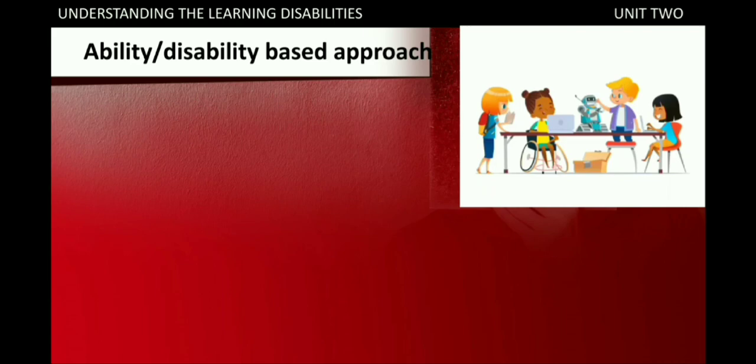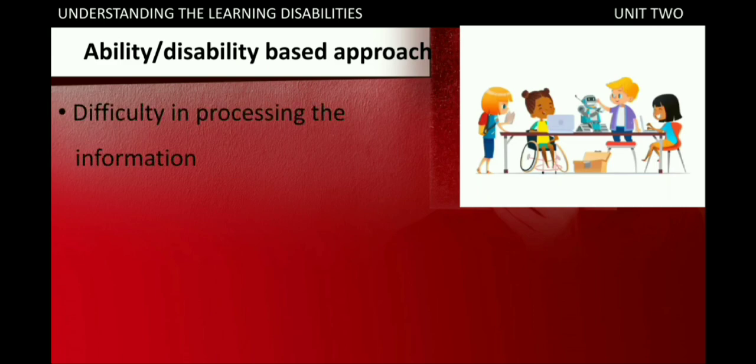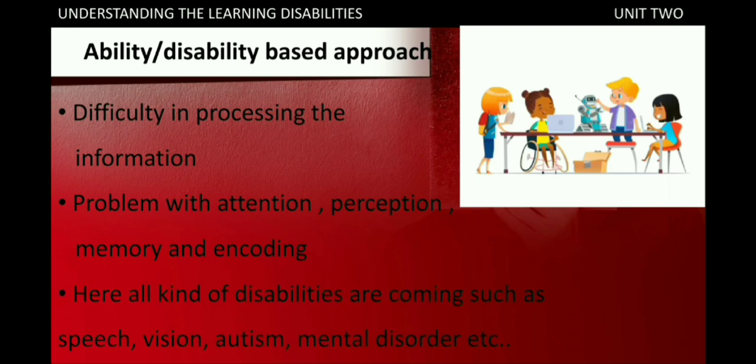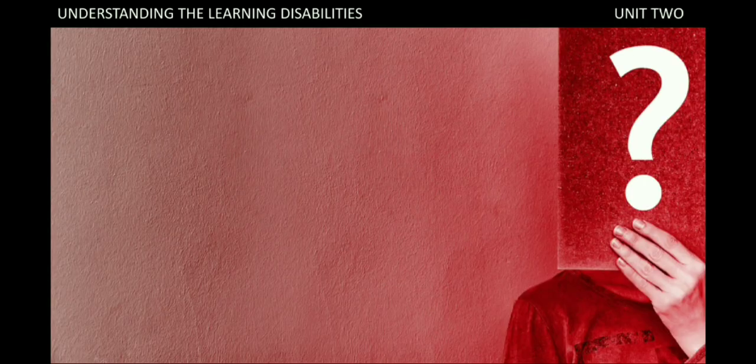Then the next approach is the ability or disability based approach. This approach is just checking what skill this kid has and what skill this kid does not have. That is what we are focusing on in this particular approach. Difficulty in processing information, problems with attention, perception, memory and encoding. And here all kinds of disabilities come in, such as speech, vision, autism, mental disorder.